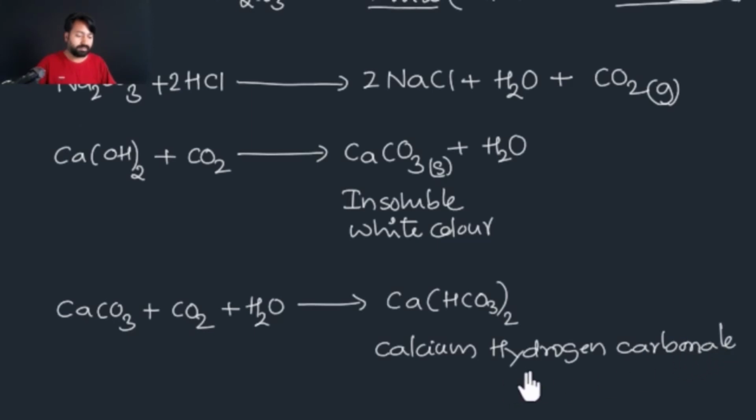Very interesting point is that this is soluble. Just imagine that you added carbon dioxide gas into calcium hydroxide. The lime water turns milky. But later, when you add a further amount of carbon dioxide, that lime water, which is white in color, again turns colorless because calcium hydrogen carbonate is formed, which is soluble in water.